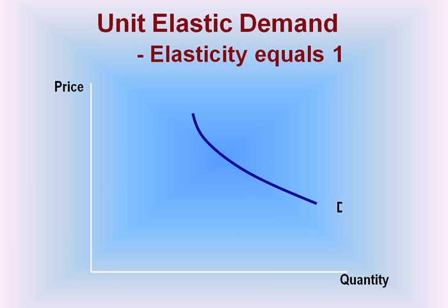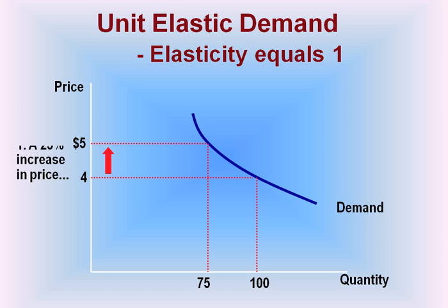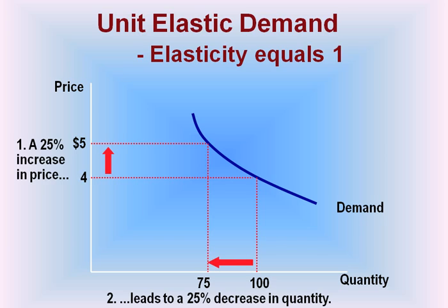Unitary elastic, equal to 1. In here we will have the same change: the percentage change in price is 25%, and the percentage change in demand is also 25%. They are in opposite directions because the demand curve is negatively related to the price.